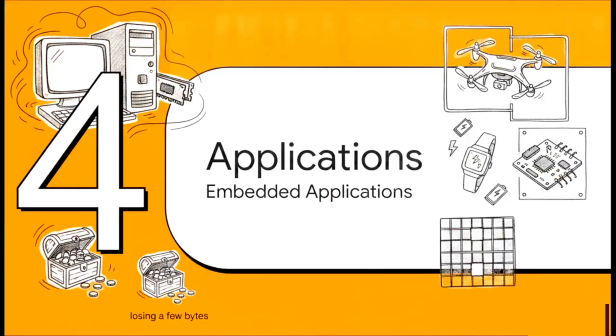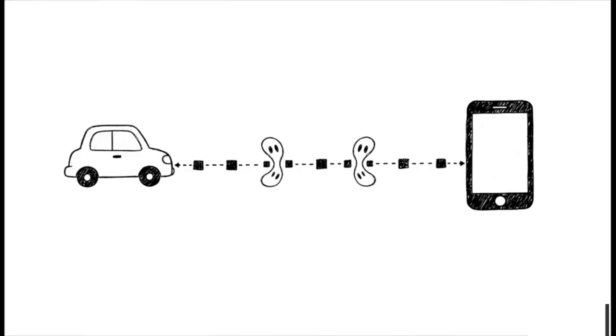Which brings us to Section 4. Why this matters. Real-world embedded applications. Now, look, if you're programming a desktop application with 16 gigabytes of RAM, losing a few bytes here and there probably isn't going to keep you up at night. But in highly constrained embedded systems, this invisible cost heavily impacts crucial applications.